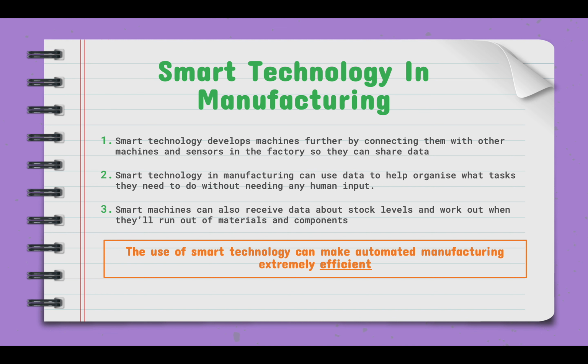human input. Smart machines can also help receive data about stock levels and work out when they'll run out of materials and components. Smart machines can be a part of the Internet of Things, and this describes the connection of loads of different machines, devices, and other bits of technology to the Internet. For machines, this could involve receiving and processing online customer information. This use of smart technology can make automated manufacturing extremely efficient.